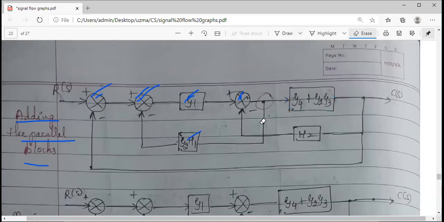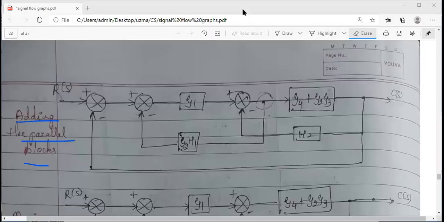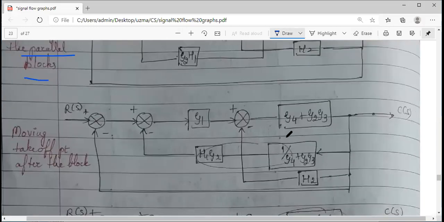Now, coming to the next, what rule can I apply further? Think about it. Can anybody tell me which rule I can apply? You can even see the marking I have done. You can just guess which rule I can go for further to reduce the block diagram. So the next rule that I can apply here, you can see I have marked here, is moving the takeoff point before the block.